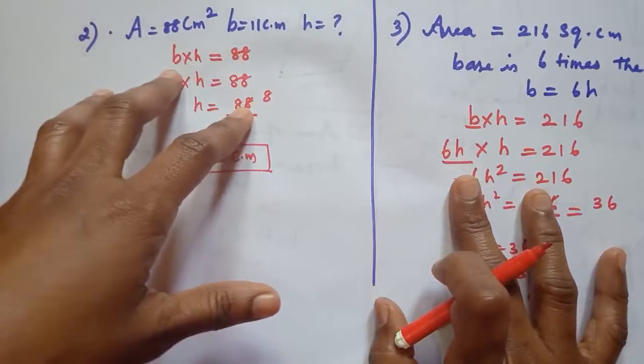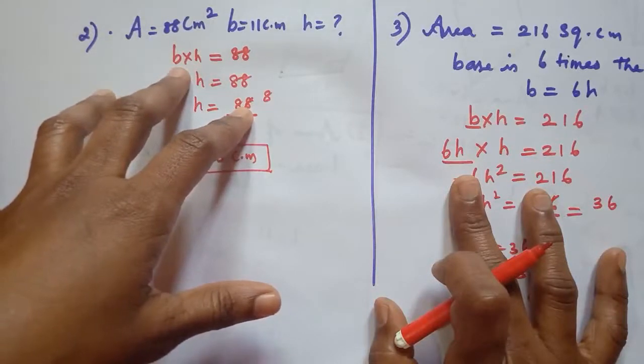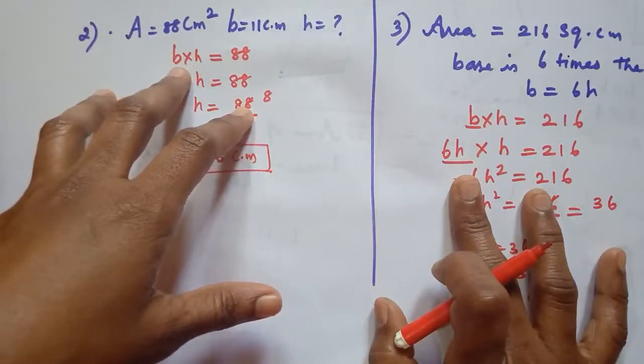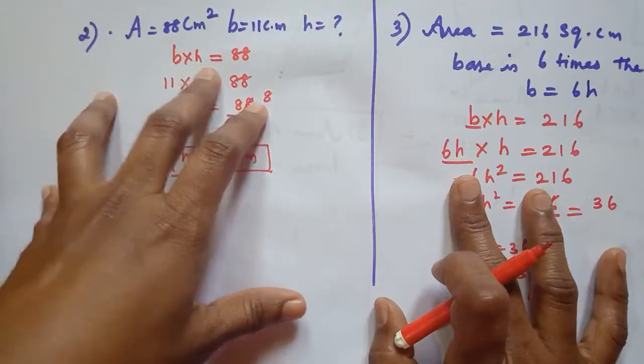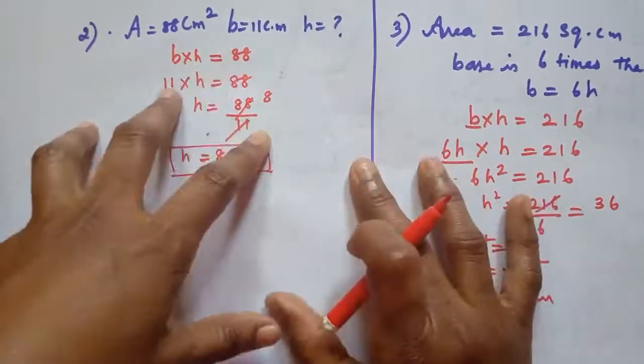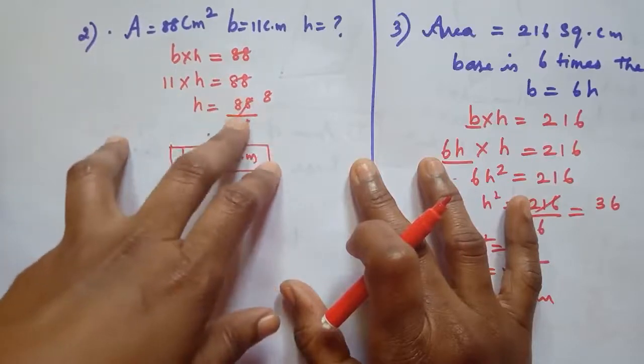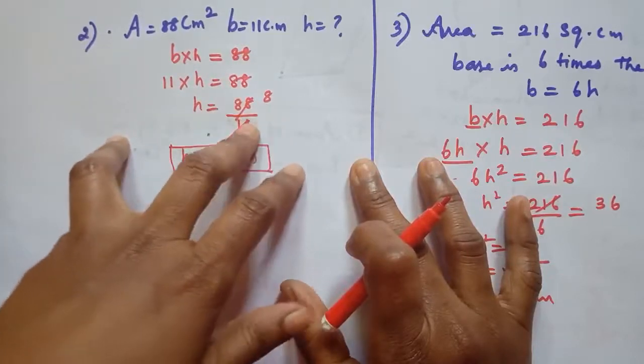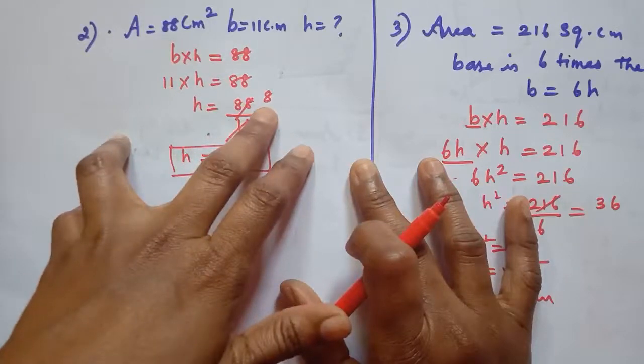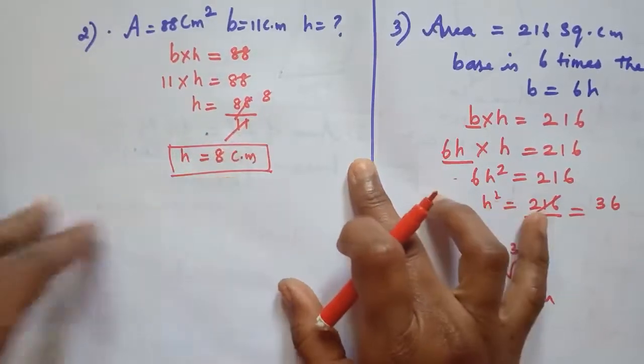So what is the area of a parallelogram? What is the formula? b into h. So b into h is equal to 88. Then you have to put the b value. 11 into h is equal to 88. h is equal to 88 by 11. So if you cancel it, then 8. h is equal to 8 centimeter. Is it clear, students? Good.